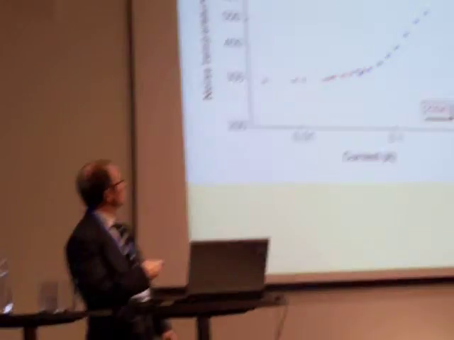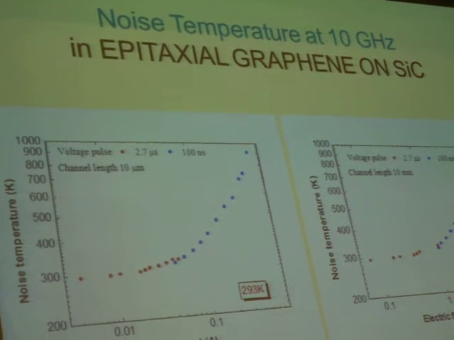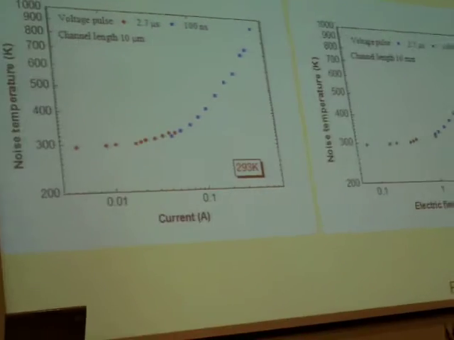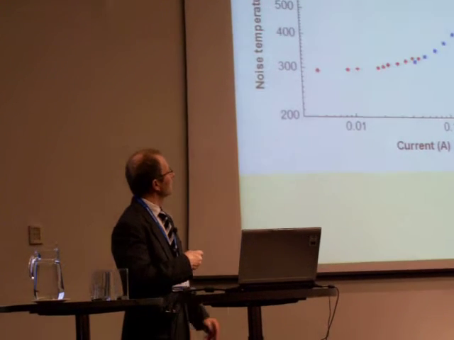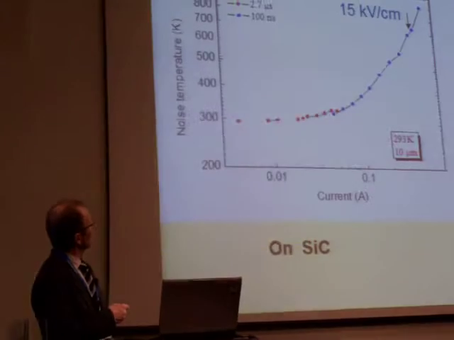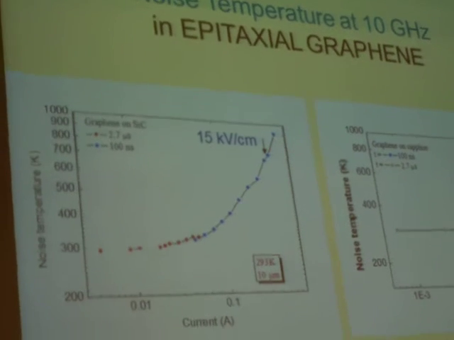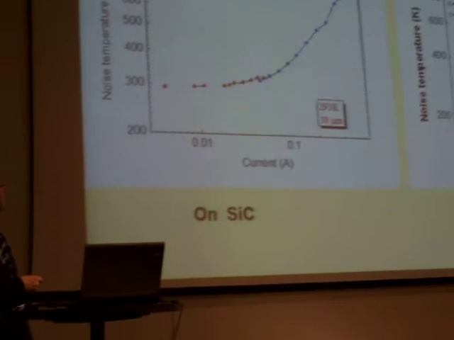Now let's jump into noise results at 10 GHz frequency. Noise temperature was measured in the direction parallel to the applied electric field, and here we see its dependence on the current and electric field. It increases gradually till 1900 Kelvin, and an order of magnitude lower currents are needed to obtain the same noise temperature in graphene on sapphire, as well as 3 times lower electric fields.